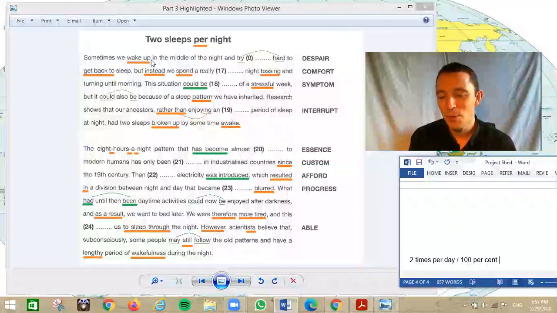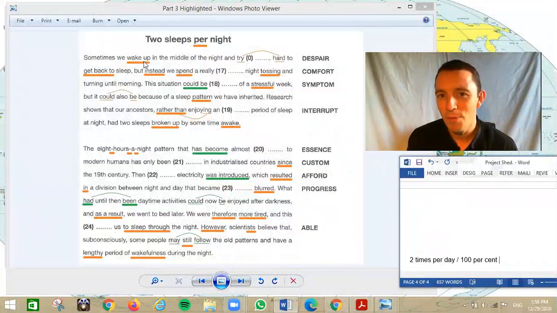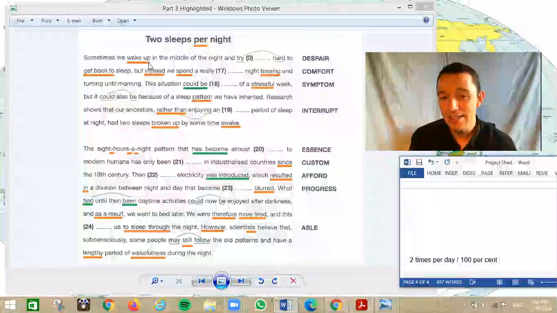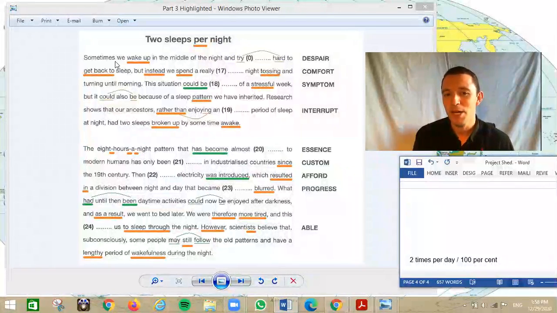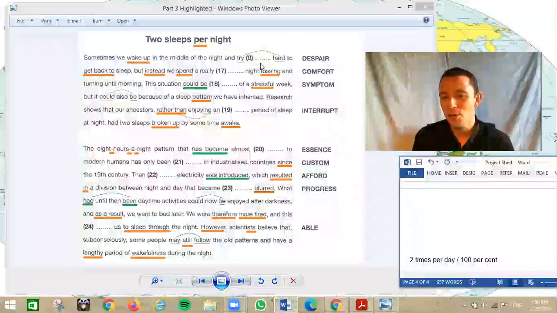In this situation, up is not really so important for the significance, okay? Wake is the most important thing. You can almost eliminate up from the phrase, and it makes no difference, okay? So sometimes we wake in the middle of the night. Wake up has very little difference from wake in this situation, okay? And try something hard to get back to sleep.